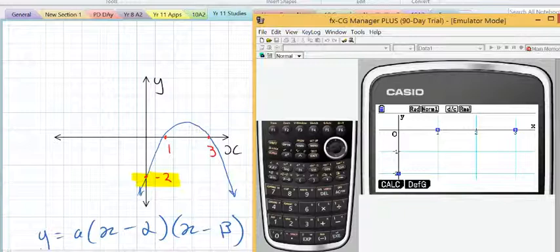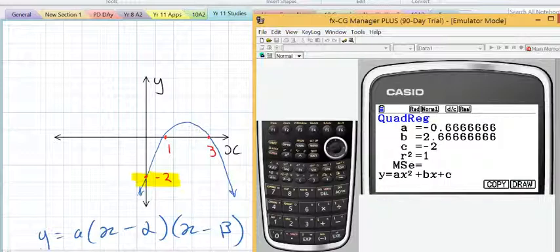Okay. Now, you can tell the calculator to calculate a quadratic, which is F4, and you'll have your a, b, and c: -2/3, 2 2/3, -2, which is what you would get if you expanded out our form below. Okay?